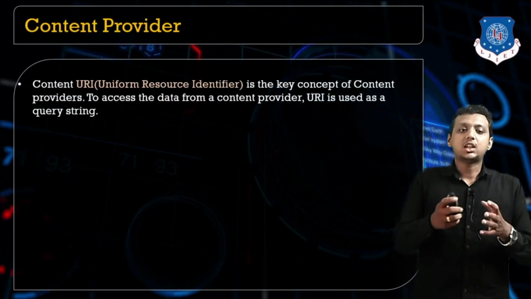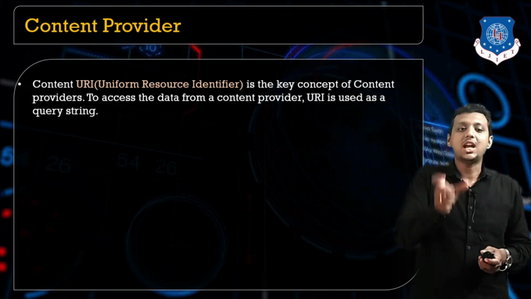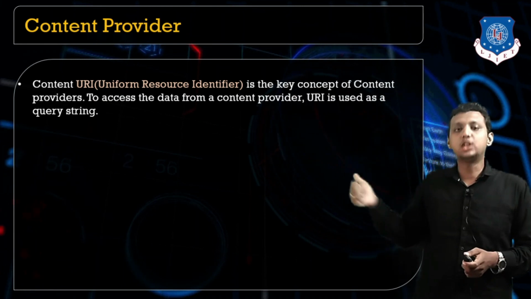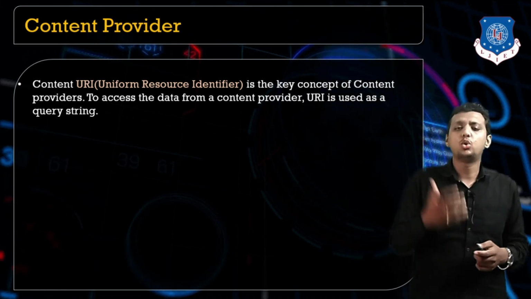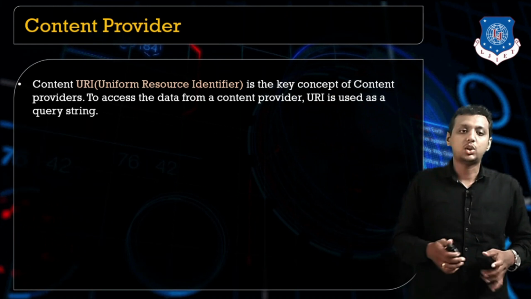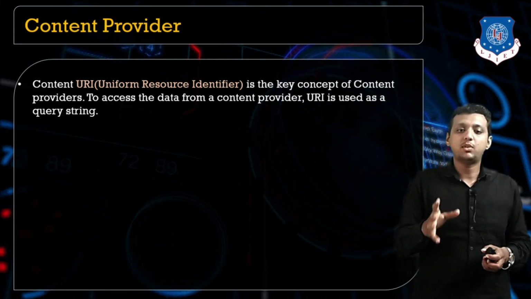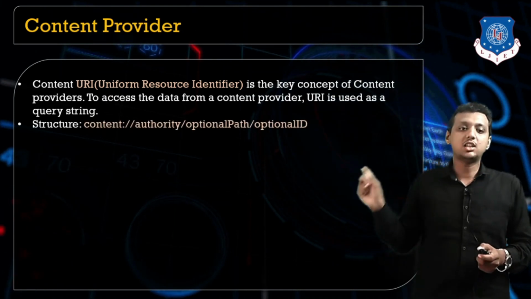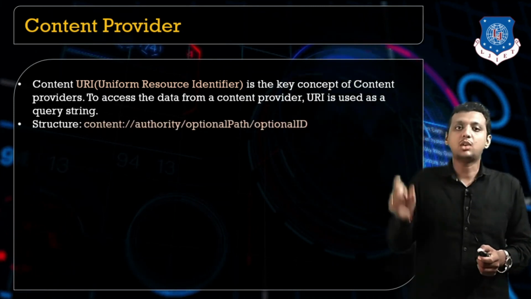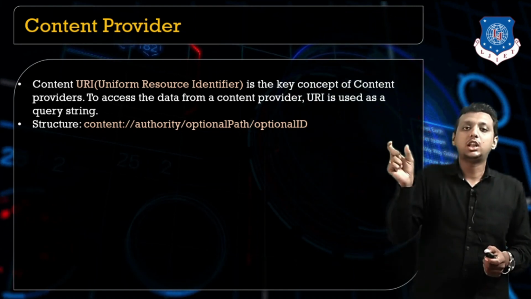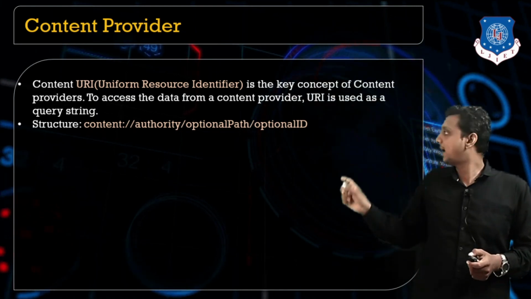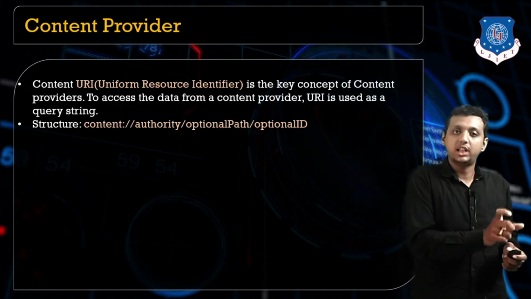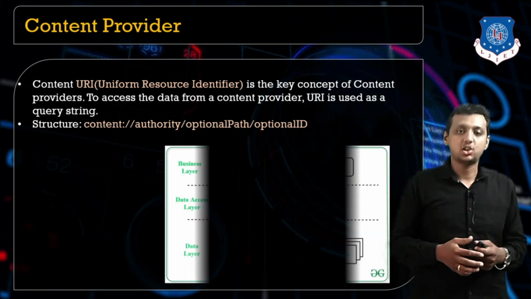So students, next, the content provider has one unique thing known as a unique resource identifier. This is a key concept of the content provider. We'll talk about this later when we go deeper into the content provider theory. To access the data from the content provider, the URI is used as a query string. You need to pass the content, then write the authority as well as the optional path and the optional identity of the particular data, and send this to the other application.